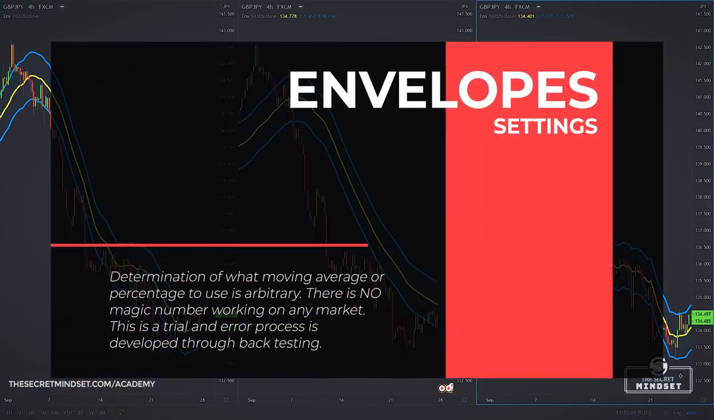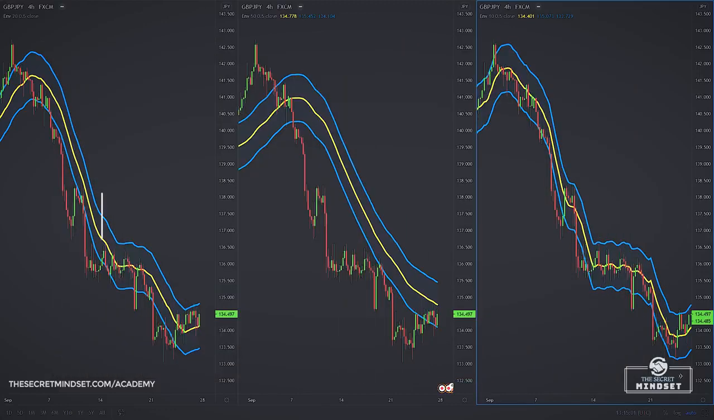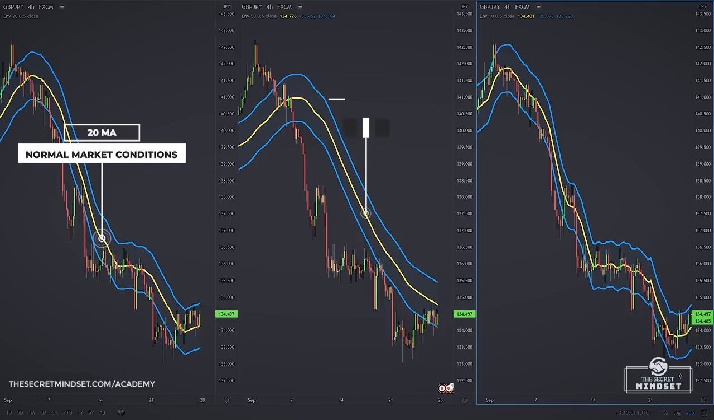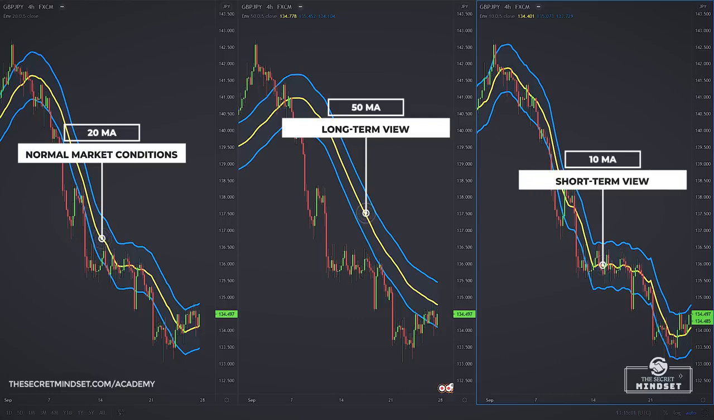Determination of what moving average to use is also arbitrary. There is no magic number working on any market. This is a trial and error process and is developed through backtesting. I suggest starting with a 21-period moving average for most stocks, commodities, and for other markets. For a longer-term view and analysis, try a 50-period moving average. If you want more pace, reduce its length to 10-period.